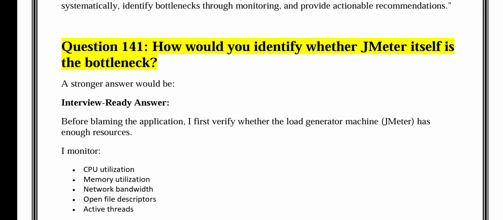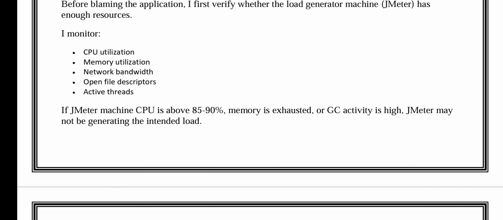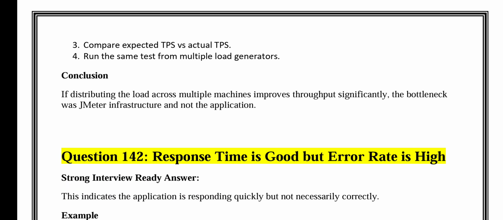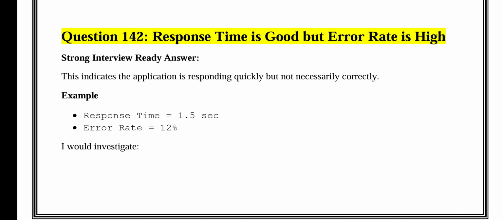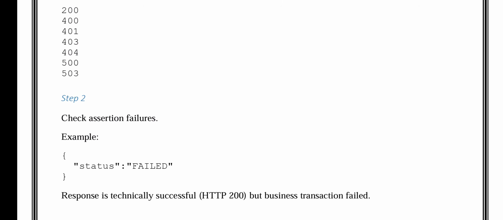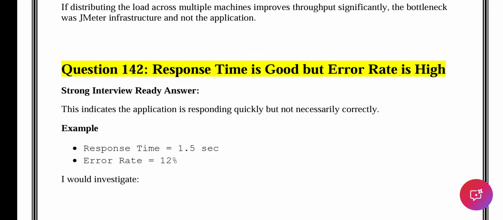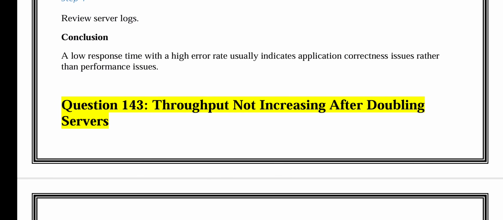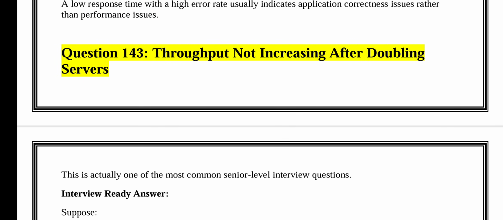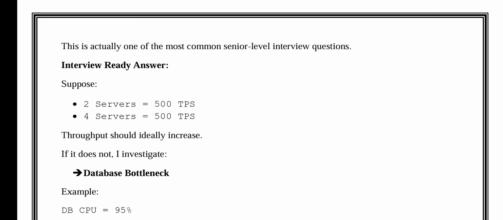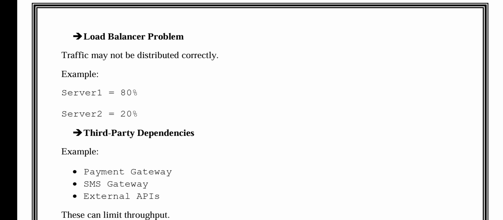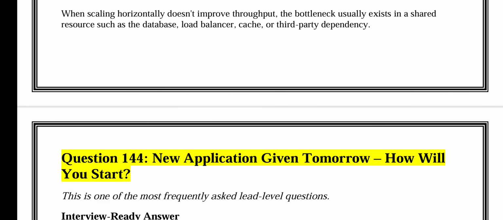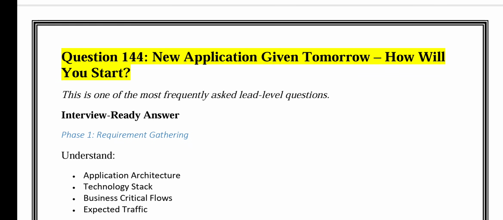How would you identify whether JMeter itself is a bottleneck? Response time is good but error rate is high. What will you do? Throughput not increasing after doubling servers. What will you do? Or how will you investigate? New application given tomorrow, how will you start?